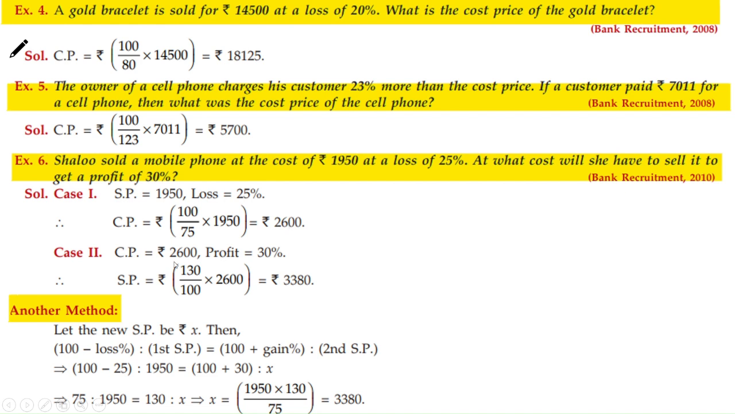In case 2, cost price equal to 2,600, profit equal to 30%. Then selling price equal to 130 by 100 into 2,600, that equal to 3,380. Here we also have another method.